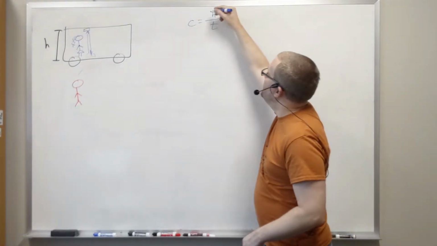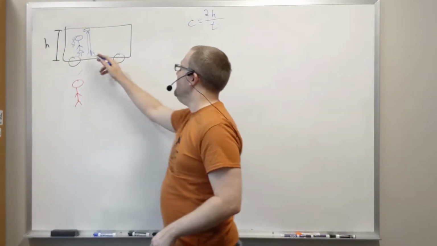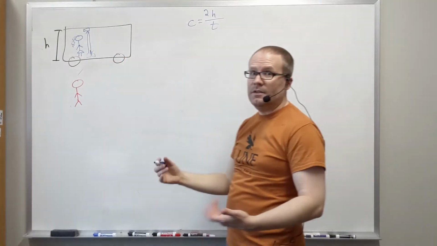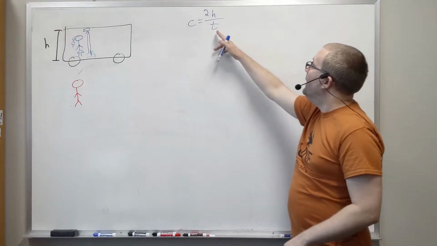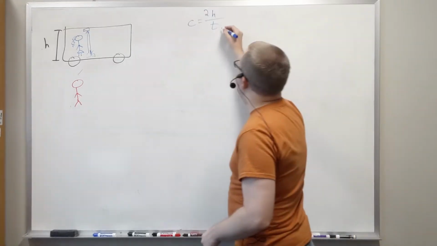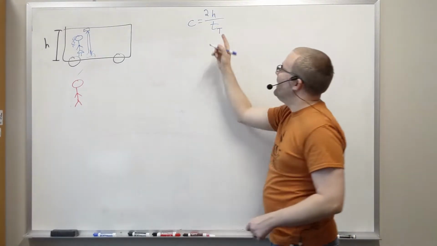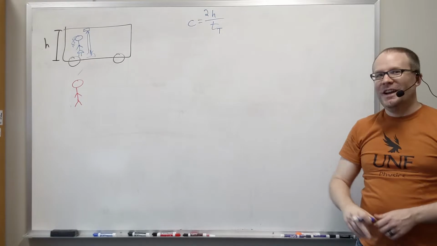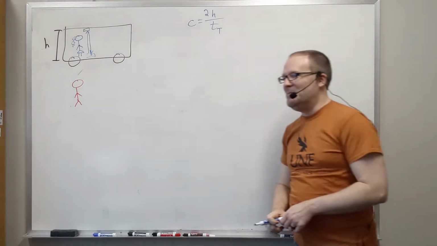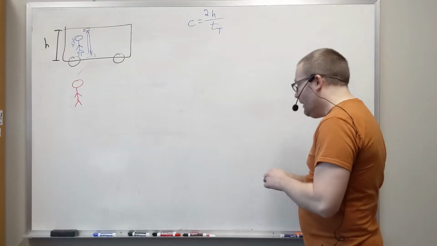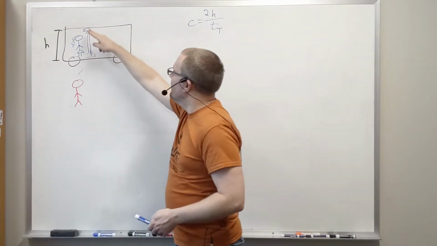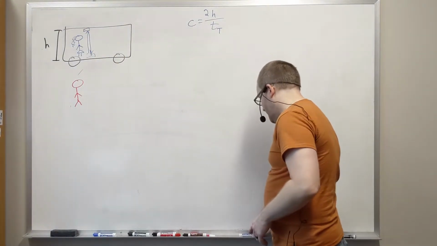The distance here is going to be 2 times the height of the train because it's got to go up once and then down once. So that's a total of 2h. And then we're going to divide by the amount of time that is measured on the train. I'm going to specify it's the time on the train, knowing how this problem ends up. So this is the path. The blue line is the path that she sees for the light.